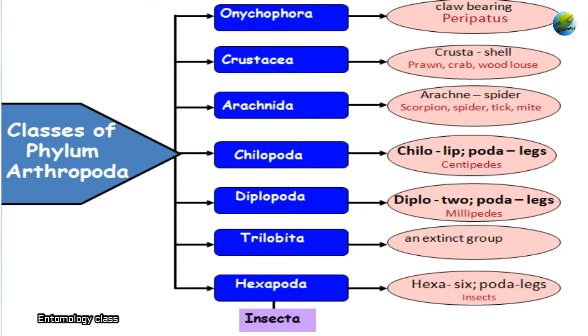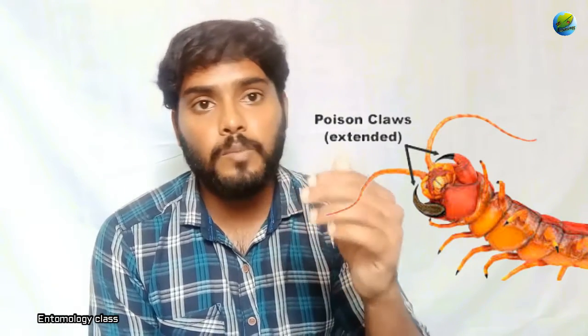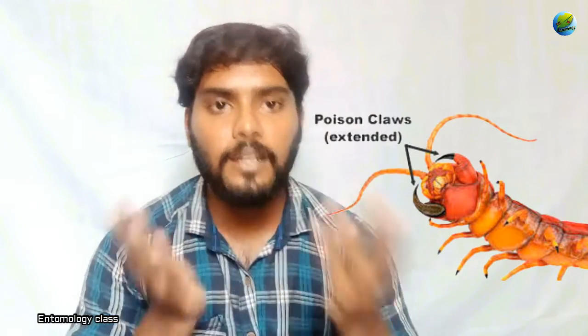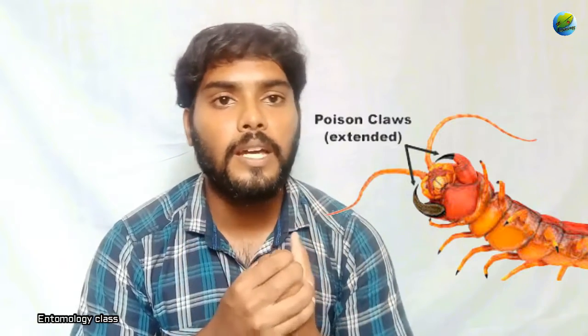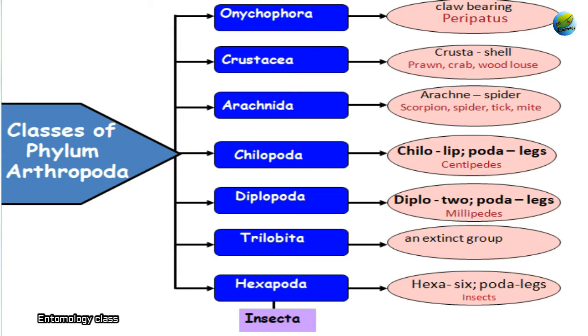And the chilopoda: chilo means lip, poda means legs. The chilopoda consists of the centipedes. We are almost familiar with the centipedes. Everybody is afraid of their scary appearance, but they are the most important predators in the natural ecosystem. The first segment of chilopoda bears the claws, otherwise called a lip. The first pair of legs is modified into poisonous claws.